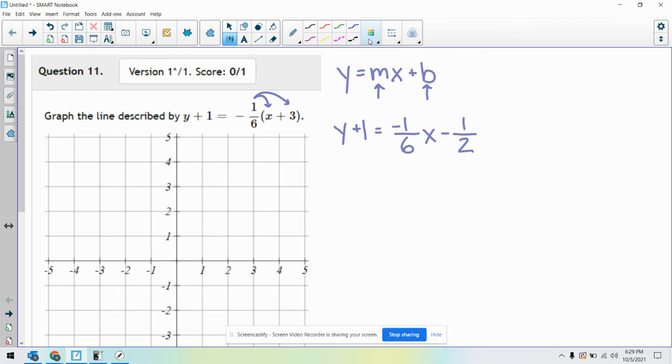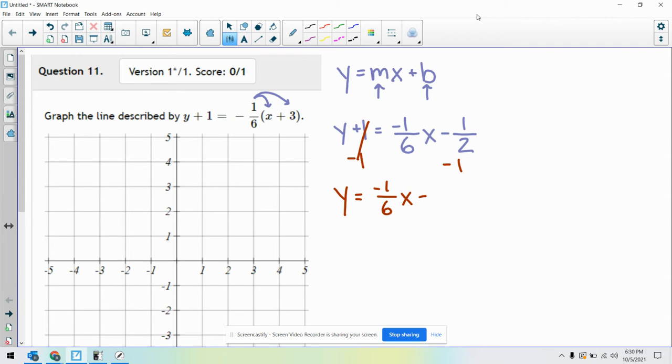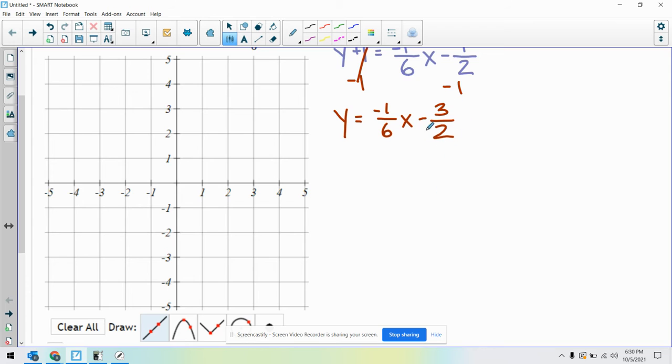So now I just have to get rid of this 1 here. So I'm going to subtract 1 from both sides. Subtract 1 there, subtract 1 there. Only combining like terms, so I have y equals negative 1/6 x, negative 1/2 minus 1. Well, let's try it. Negative 1/2 minus 1. You'll get negative 1.5. Math, enter. You should get negative 3/2. Like so. All right, so this is my y-intercept, 0, negative 3/2, or negative 1.5.